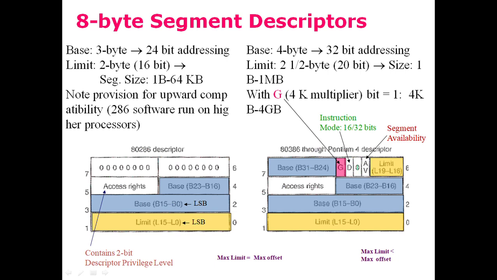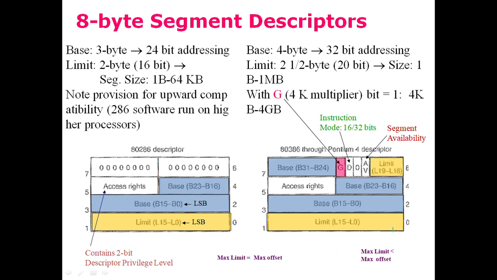There are some other bits for segment availability. This D bit shows if the instruction mode is 16-bit or 32-bit instruction mode. And this bit is very important, the G bit, which means granularity bit. So this granularity bit can increase the size of the limit. When G, the granularity bit, is 1, it is a 4K multiplier. So whatever the limit value shows, 4K is multiplied with that value, and that would be the updated size or limit of the segment that the segment descriptor describes.